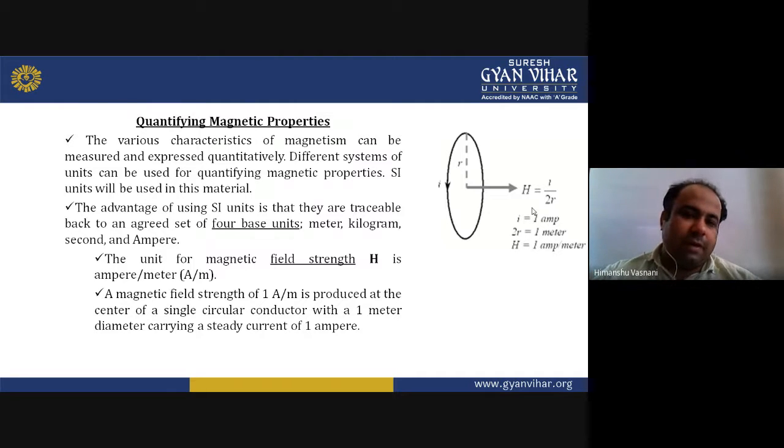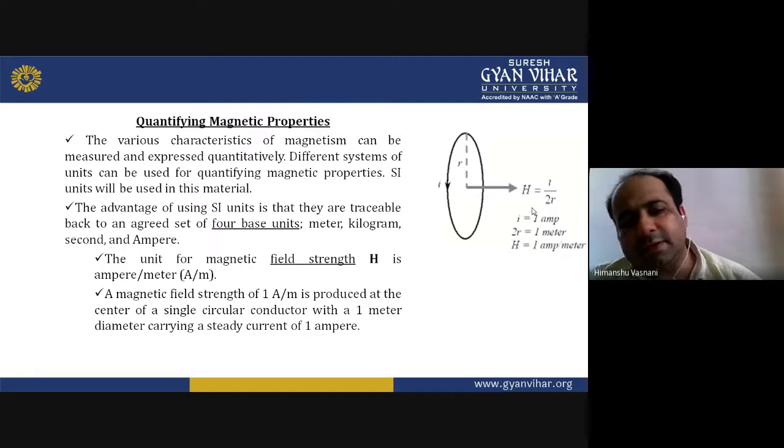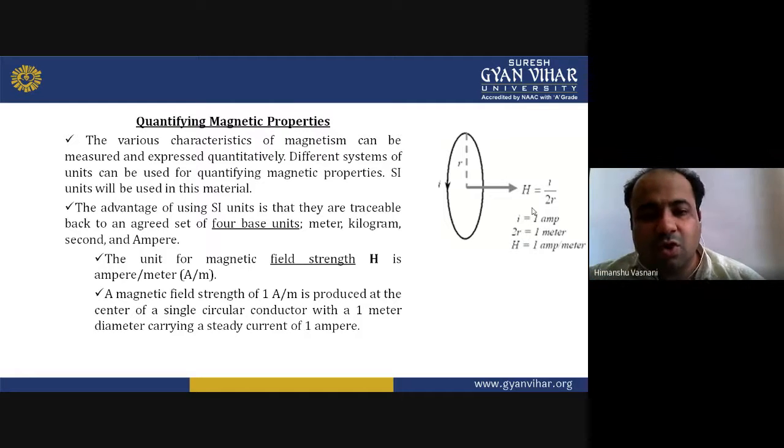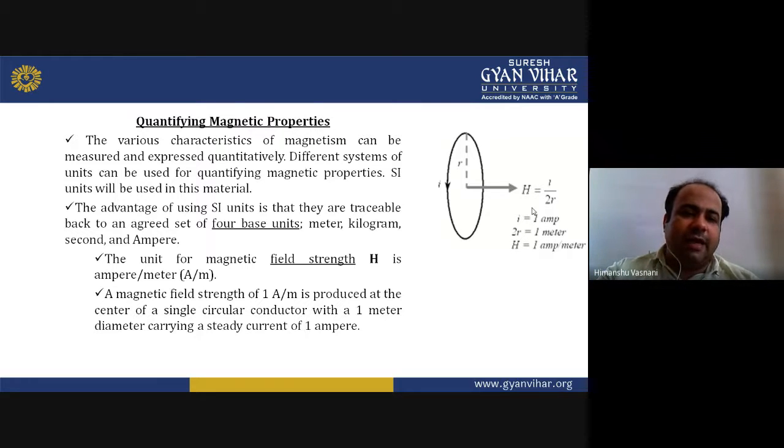The unit for magnetic field strength H. Capital H is for magnetic field strength. Remember this technical name: ampere per meter. A magnetic field strength of 1 ampere per meter is produced at the center of a single circular conductor with a 1 meter diameter carrying a steady current of 1 ampere.